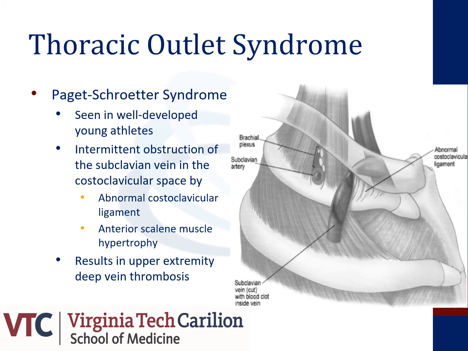An interesting clinical entity. This can be found in well-developed young athletes where there is intermittent obstruction of the subclavian vein in the costoclavicular space. This intermittent obstruction can occur secondary to an abnormal costoclavicular ligament or hypertrophy of the anterior scalene muscle and result in a DVT in the upper extremity.